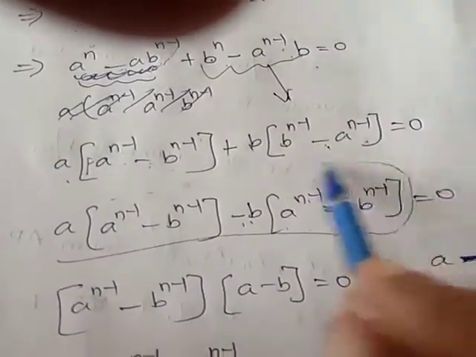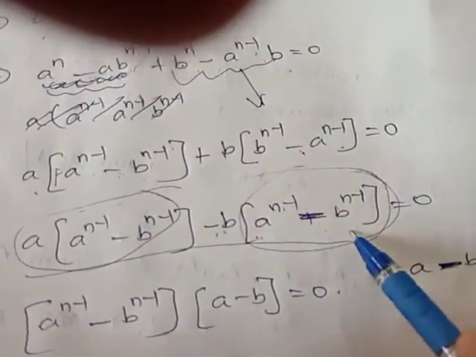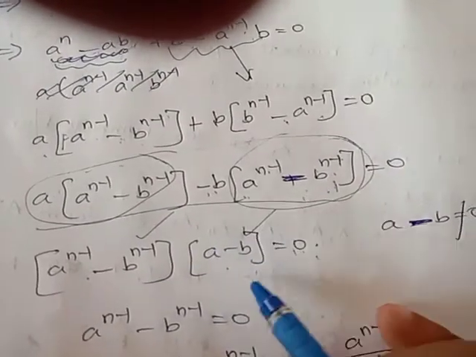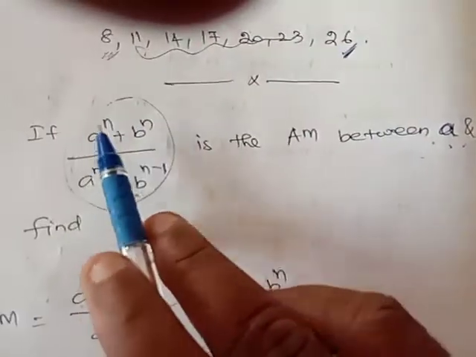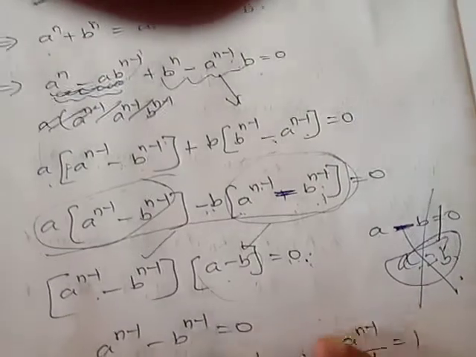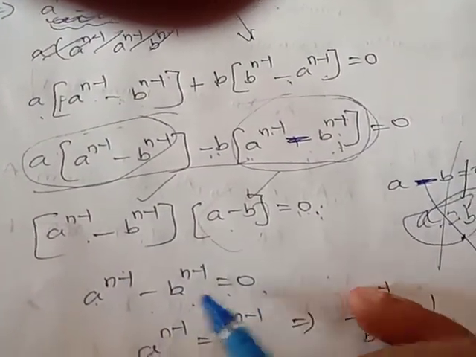Now if you observe this expression, in the first term as well as in the second term we have a^(n-1) - b^(n-1) as common. We are taking it out, and we get (a - b) times this expression equal to 0. Either this can be 0 or this can be 0. But a - b cannot be equal to 0, because a - b = 0 means a is equal to b, so the entire expression would completely change. Hence it cannot be 0. So a^(n-1) - b^(n-1) should be equal to 0.